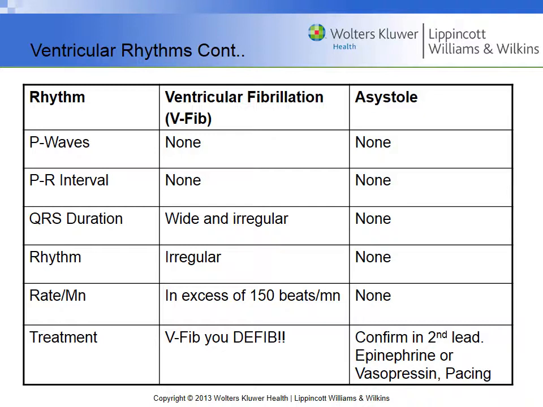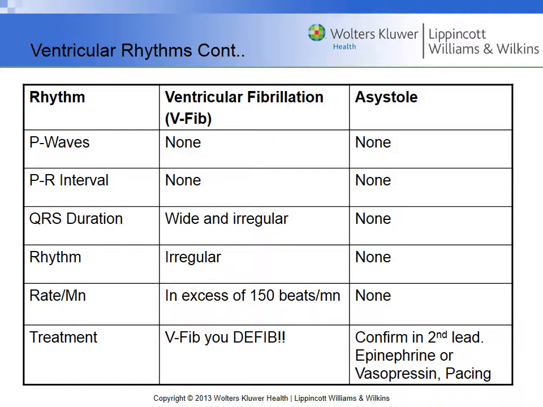Our next rhythm we'll talk about is asystole. In asystole, you have a complete absence of cardiac electrical activity. So you will see a straight line on the monitor. One of the things that's important to remember in asystole is that you must confirm it in a second lead. In other words, if you're monitoring your patient in lead 2, then you need to switch your monitoring lead to one of the other leads and make sure you still have asystole. And the other thing is you confirm unresponsiveness.